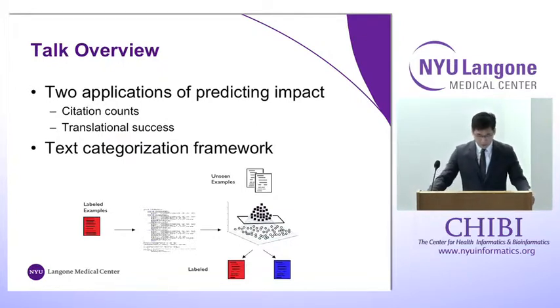Just in general, the way text categorization works is you have a set of documents. You know what those labels are. You train a model on those articles. Then you apply that model to another set of articles, which were not used in training, and you get a set of labels for those documents. That's just the general framework.